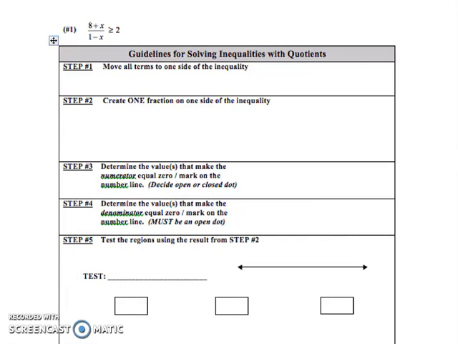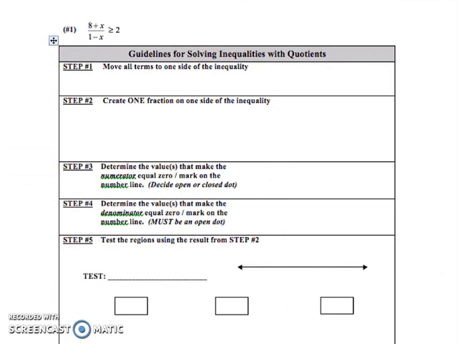This is Pre-Calculus Section 1.7 Day 2 Notes. We're going to continue talking about solving inequalities, but today we're going to introduce inequalities with quotients. So if you look at our first example, we have on the left-hand side (8 plus x) over (1 minus x), and that's greater than or equal to 2.